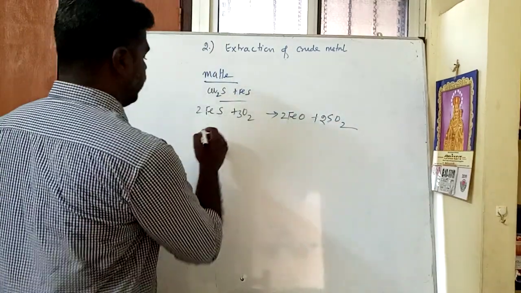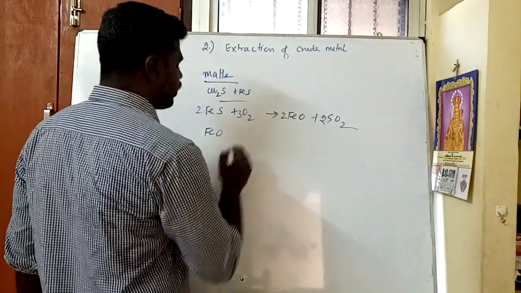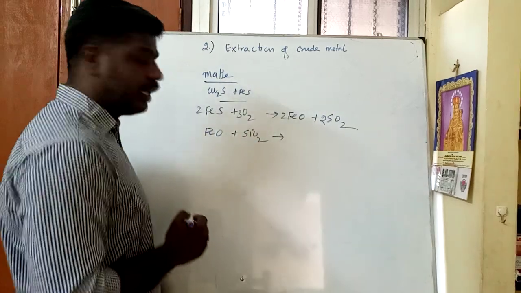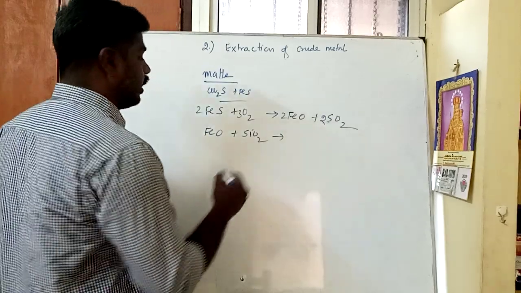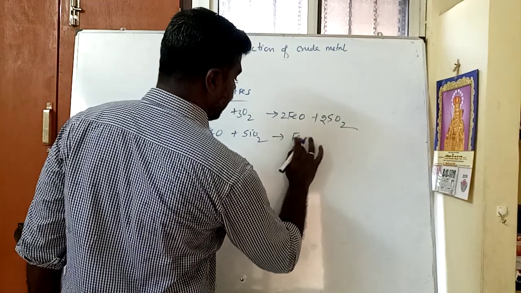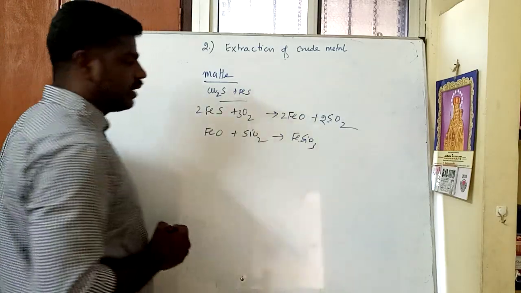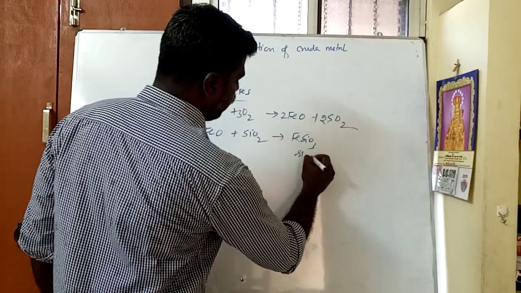Sulfur dioxide is obtained. This iron oxide is reacted with the silica. In the Bessemer converter, we should add a little amount of silica in order to remove the slag, FeSiO3. So here the iron impurities are removed as a slag.